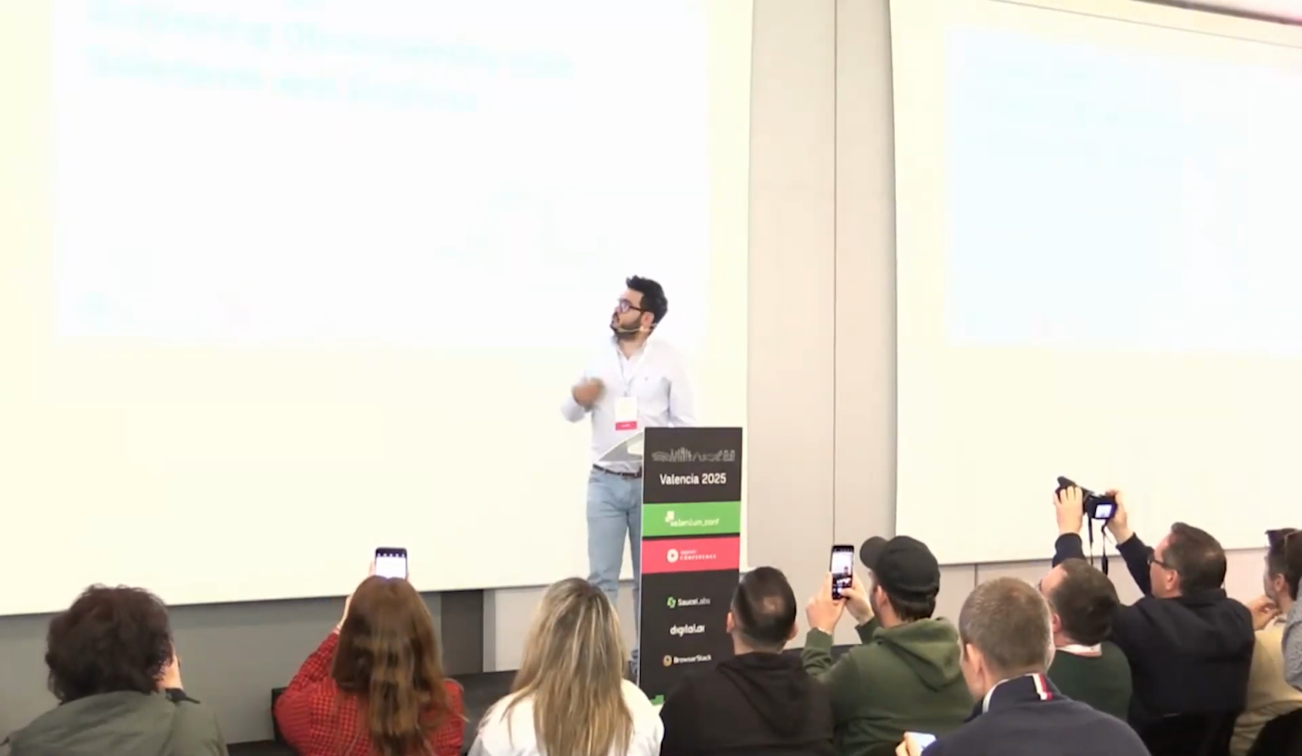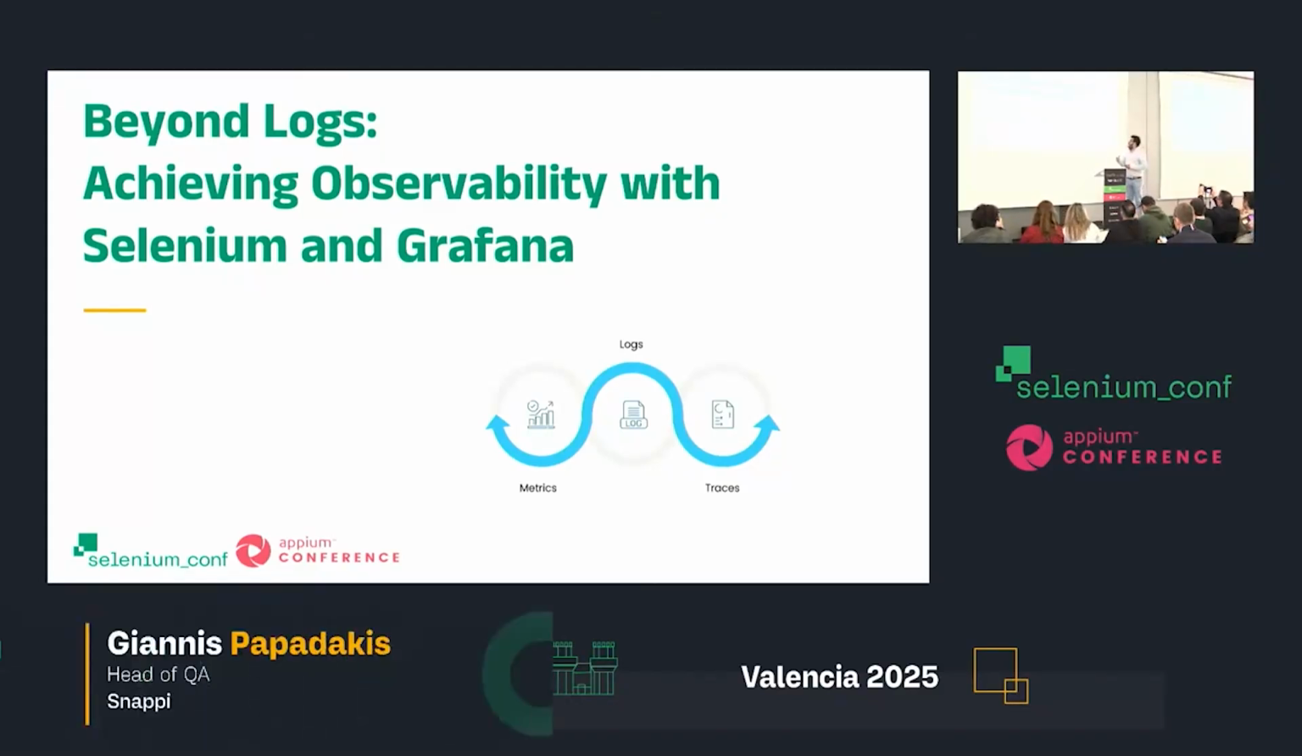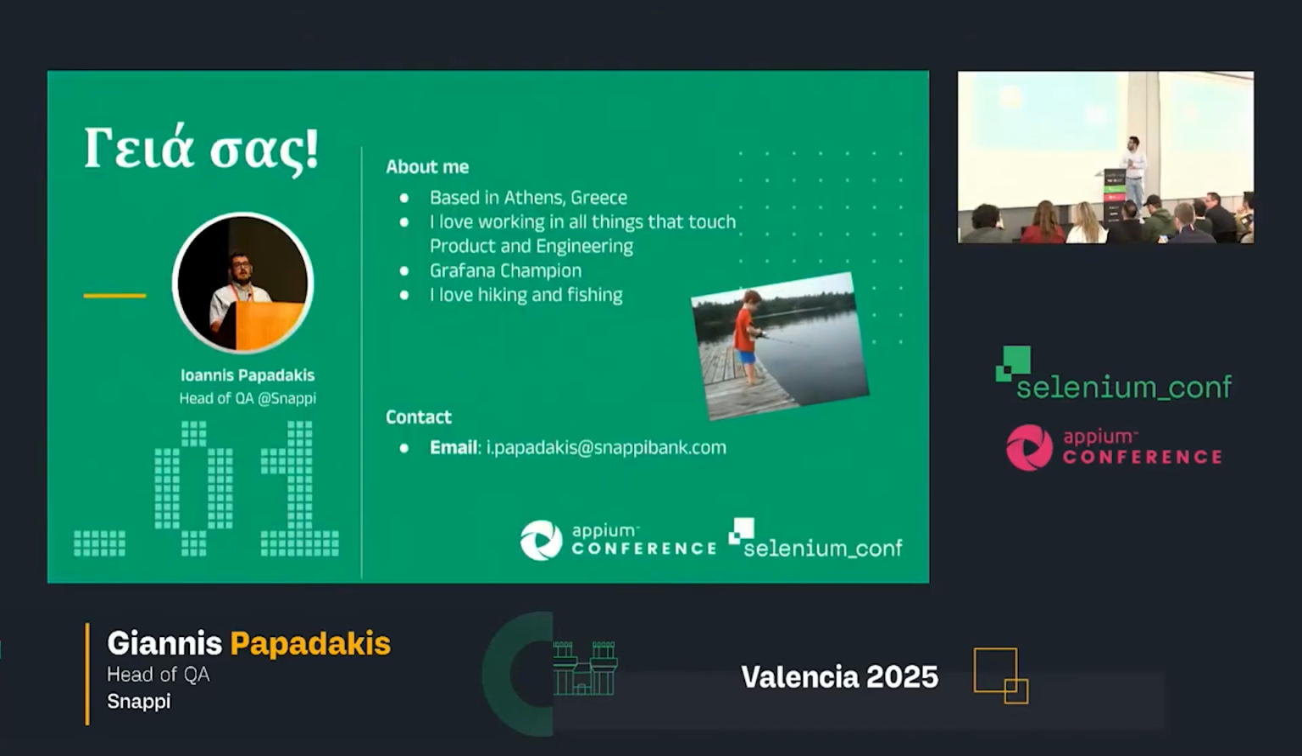So I will try to talk about observability in this talk. It's about going beyond logs, how we can achieve observability when it comes to UI test automation. We'll start a little bit with some theory about observability, but first things first.